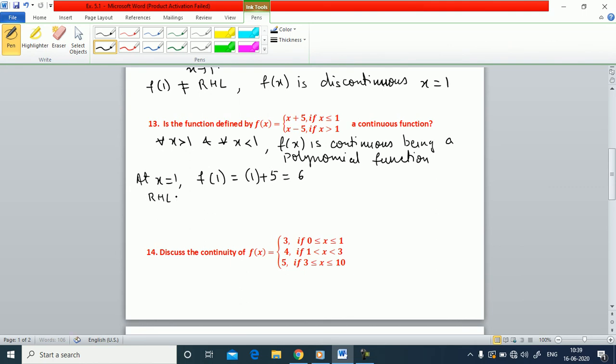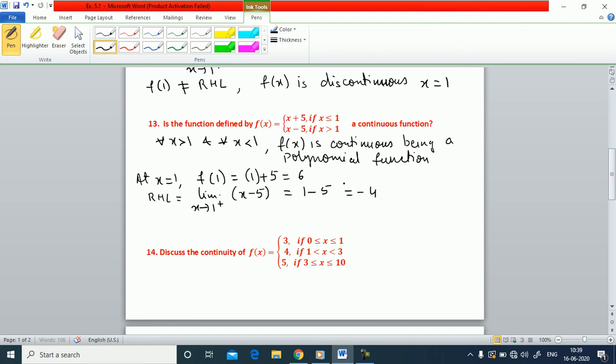And the right hand limit will be limit x tending to 1 from the right, and the function on the right of 1 is defined as x minus 5. So if I replace x by its value, that is 1 minus 5, because x is very close to 1 from the right. So the right hand limit, if you see, is approaching minus 4.